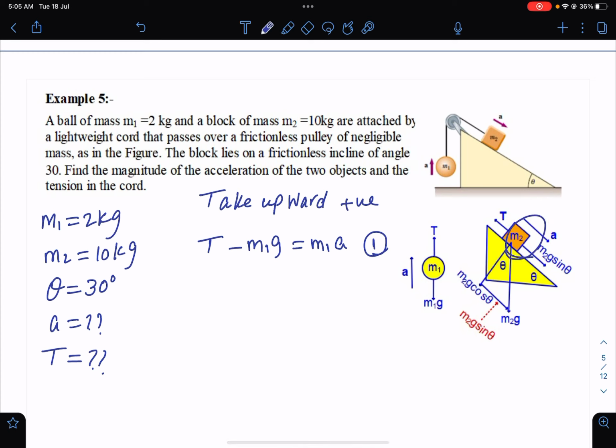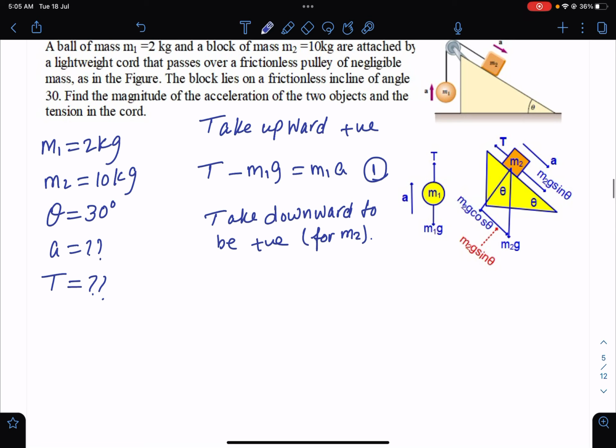And for the second mass, M2, which is this one, the acceleration is going down. Therefore, we're going to take downward to be positive. All right, so we're going to say driving force, which is M2 g sine theta, and then there's an opposing force, which is T, minus T equals M2 a. And this one is equation number 2.